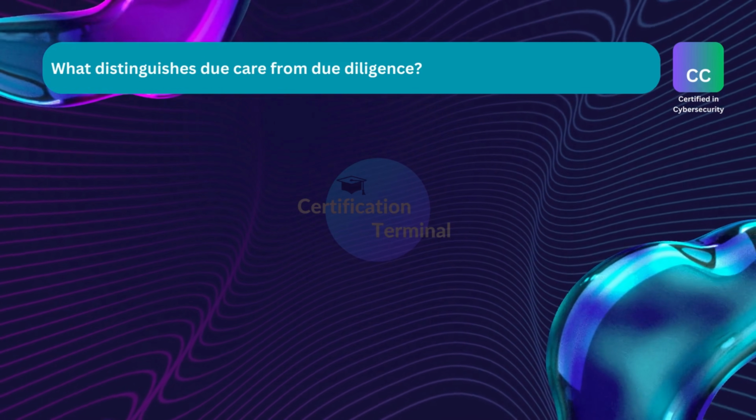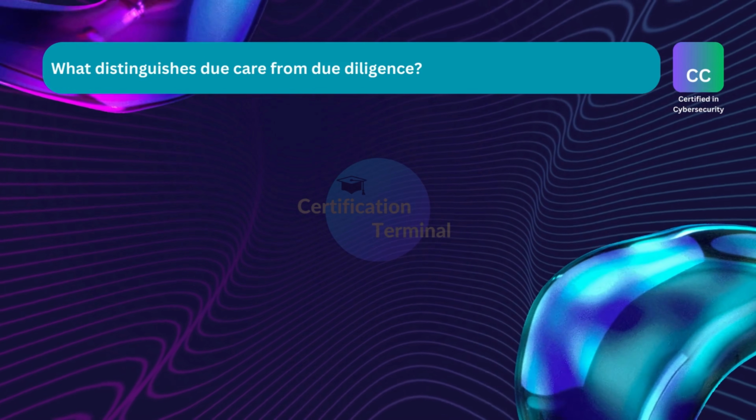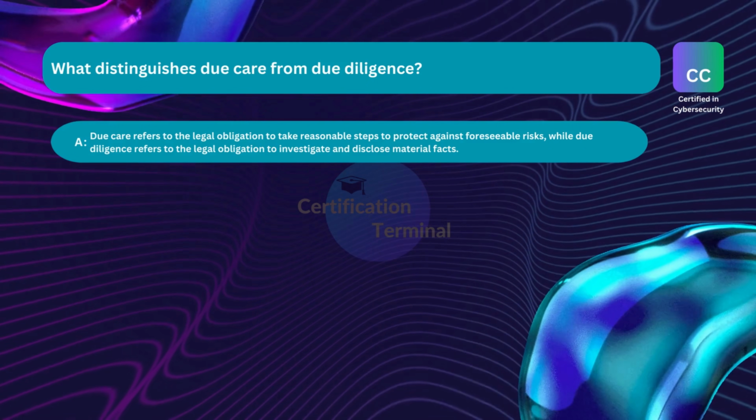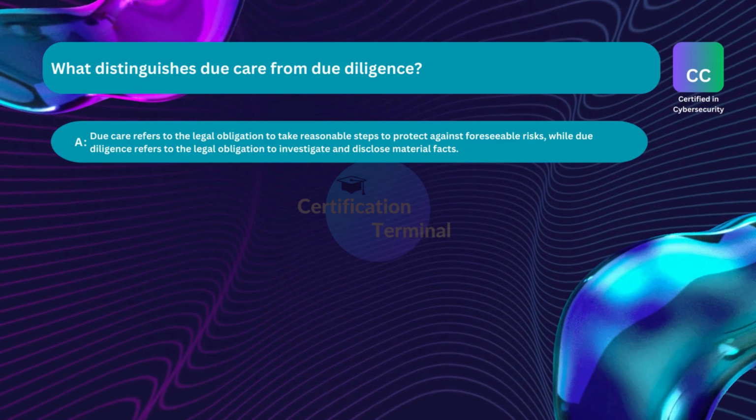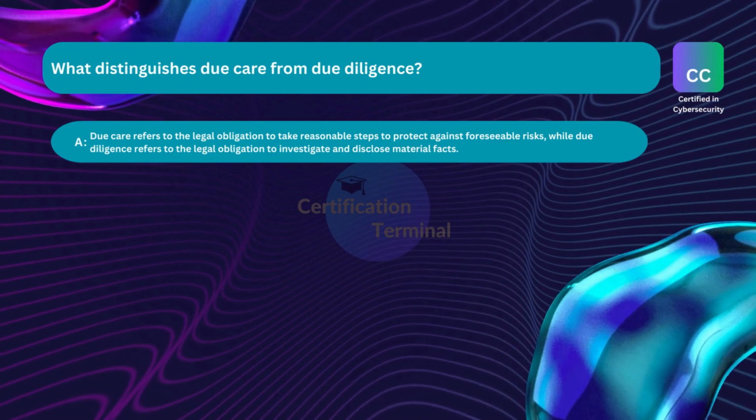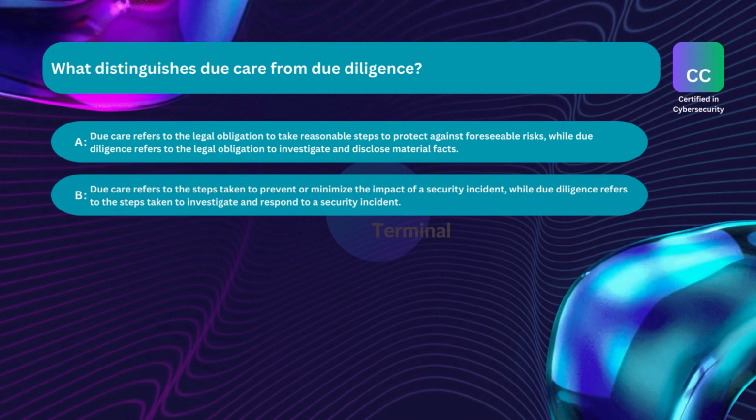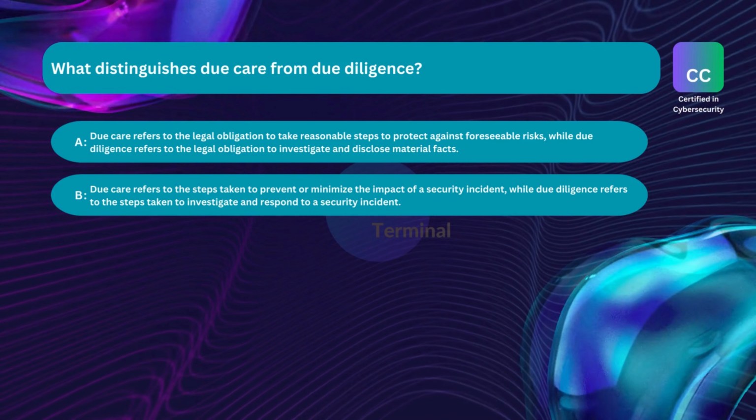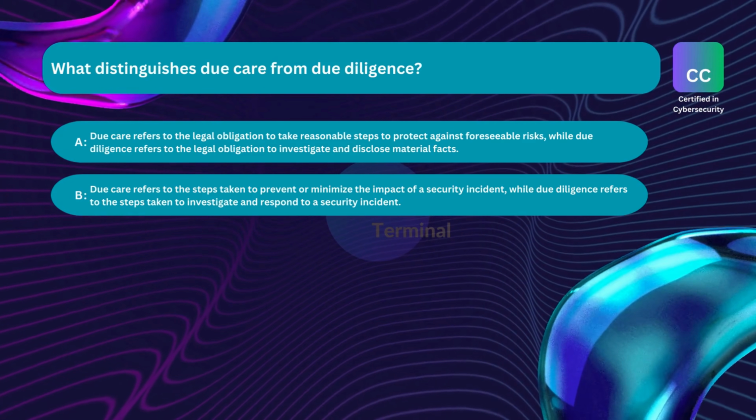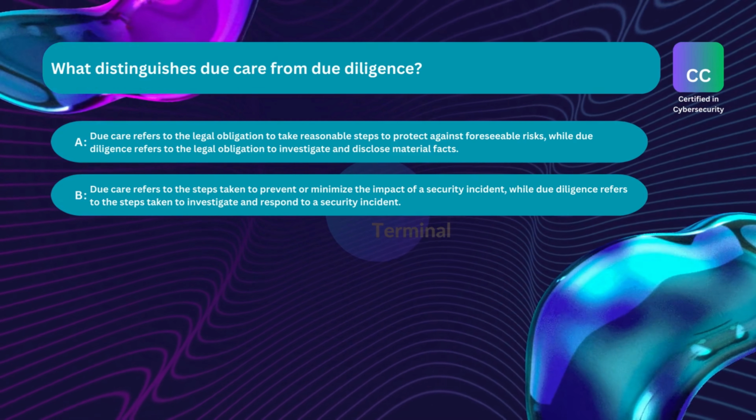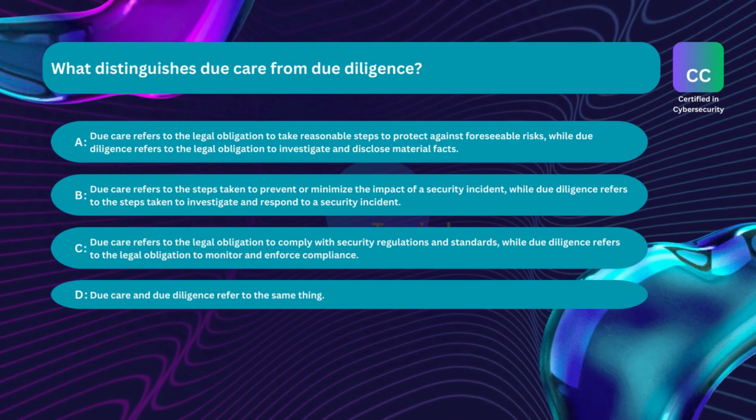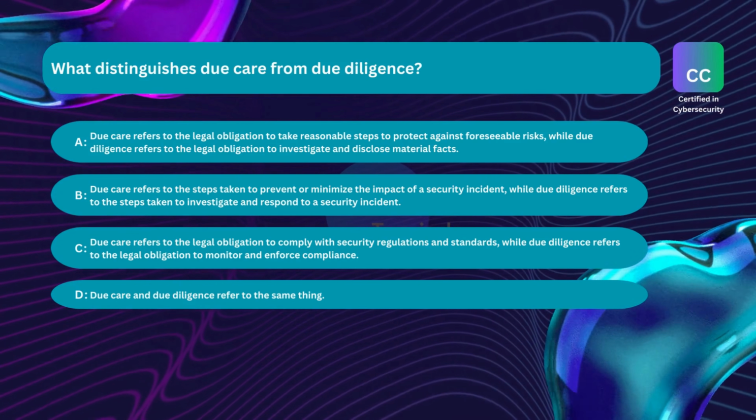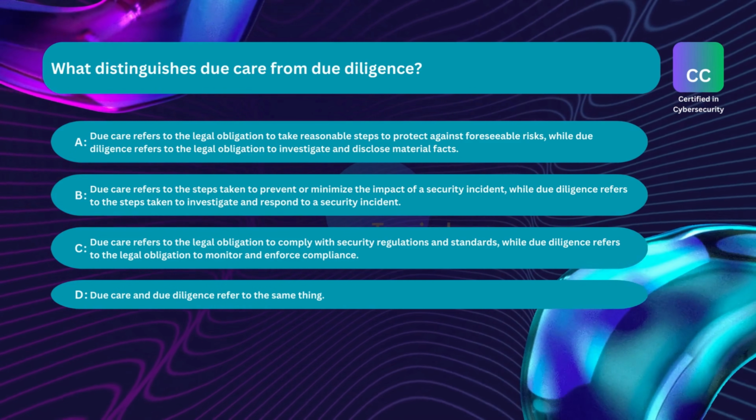Question number 10. What distinguishes due care from due diligence? Option A, due care refers to the legal obligation to take reasonable steps to protect against foreseeable risks, while due diligence refers to the legal obligation to investigate and disclose material facts. Option B, due care refers to the steps taken to prevent or minimize the impact of a security incident, while due diligence refers to the steps taken to investigate and respond to a security incident. Option C, due care refers to the legal obligation to comply with security regulations and standards, while due diligence refers to the legal obligation to monitor and enforce compliance.